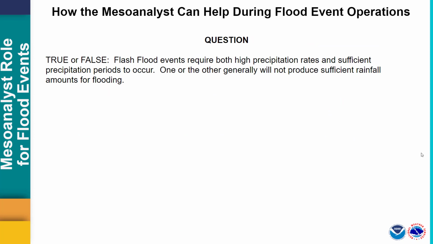How would you answer this question? True or false? Flash flood events require both high precipitation rates and sufficient precipitation periods to occur. One or the other generally will not produce sufficient rainfall amounts for flooding.